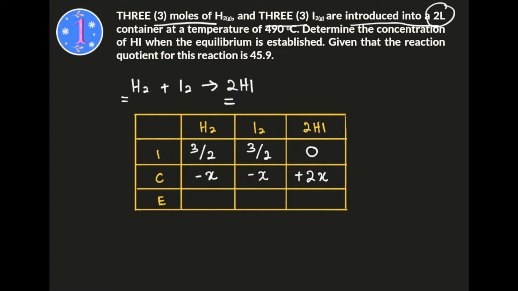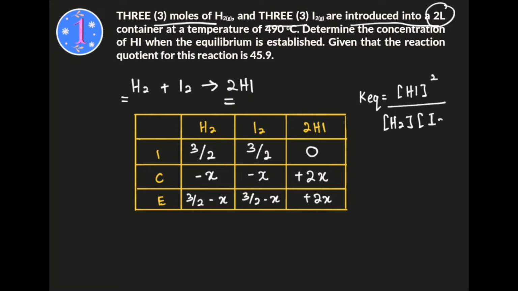So at equilibrium, supposedly it's going to be 3 over 2 minus X. This one is 3 over 2 minus X as well. And also this one positive 2X. So from here, you can actually calculate your KEQ. Or you may write KC as well because given to you is the concentration. So the KEQ is equivalent to whatever is in the product, which is the HI squared, divided by whatever is in the reactant. So you have H2 and also iodine.